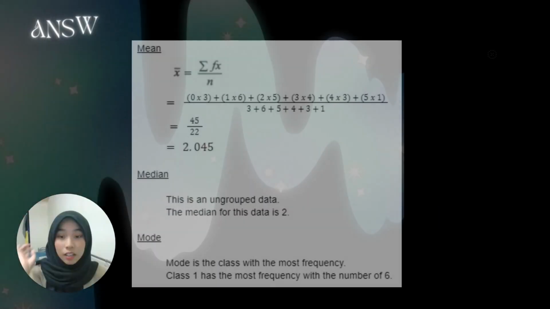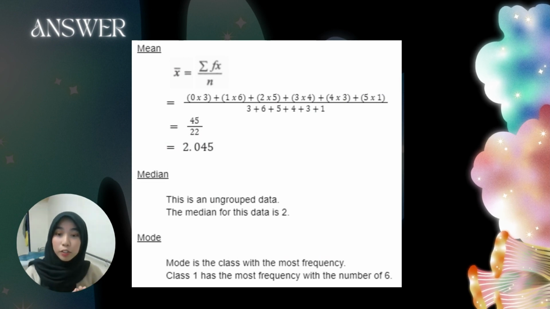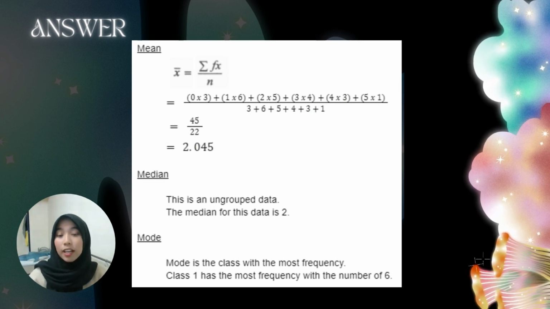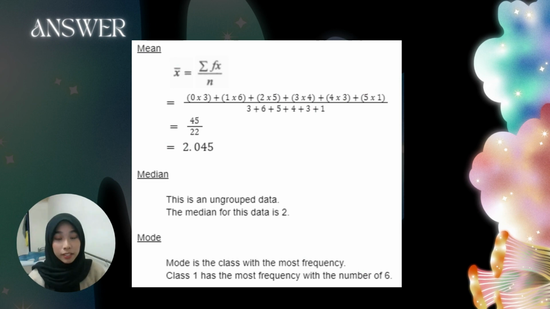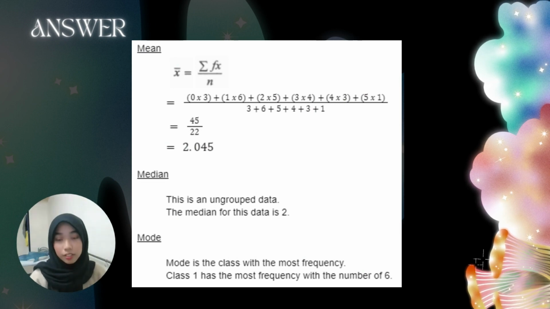Okay, so this is the answer for question 2.B, and it says that we need to find the mean, median, and mode, and the last one is shape of distribution. But first, we will need to find the mean. So, what is mean? Mean is actually average. So, how to find the mean or average for these questions? First, we need to total up the frequency times x. In this case, frequency is the number of children, and x is the number of books.